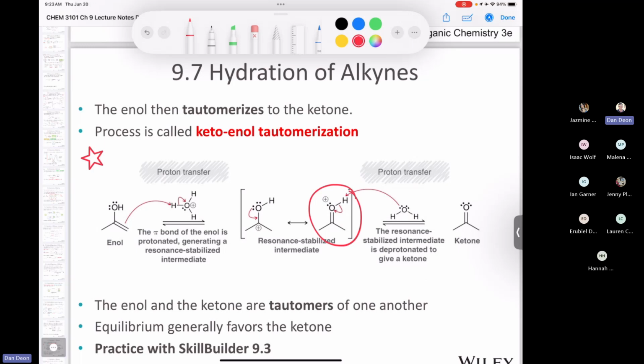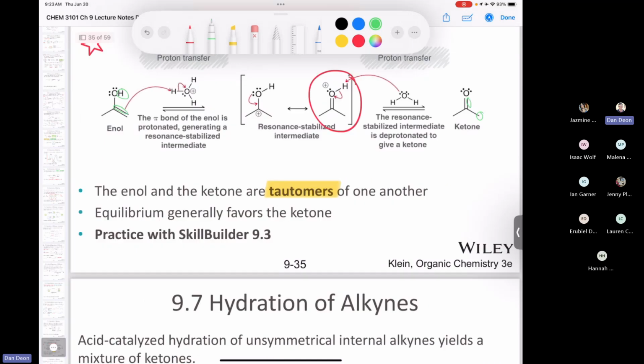So remember that an enol and a ketone are tautomers of one another. And tautomers are nothing more than isomers that differ in the placement of a pi bond and a hydrogen. That's all they are. Tautomers are isomers that differ in the placement of a pi bond and a hydrogen. And you see that here. The only difference is the pi bond went from here to here, and the hydrogen went from here to over here. So that's what tautomers are.